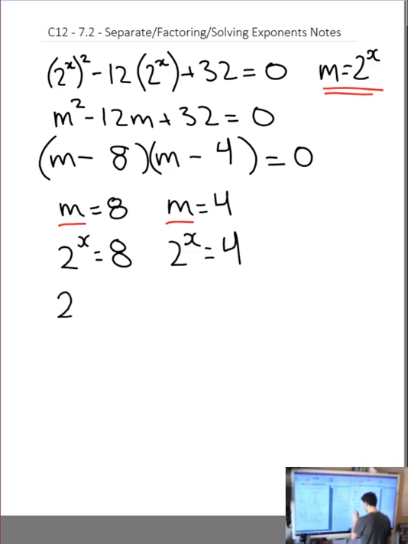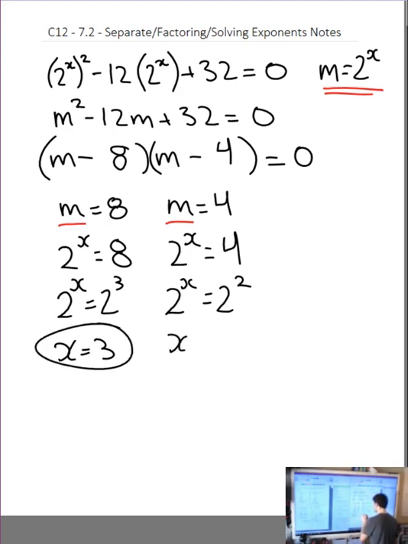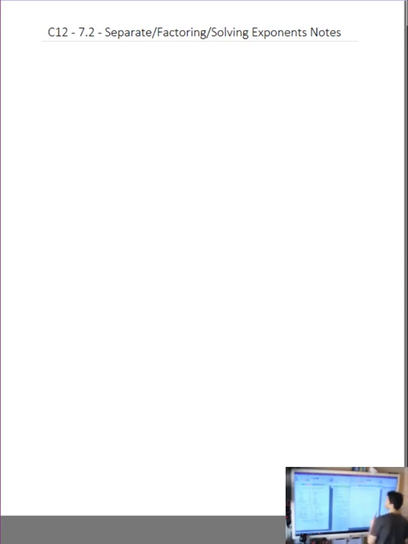So I can perform change of base. 8 is 2 cubed, and 4 is 2 squared, and then I can simply make my exponents equal to each other. And again, feel free to check your answer. We'll figure that stuff out in your notes, try it on your own, etc. So let's take a look at another example.